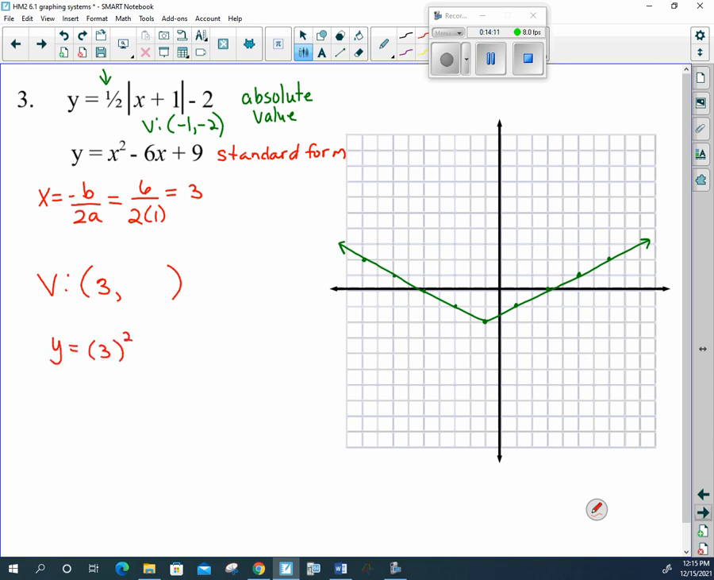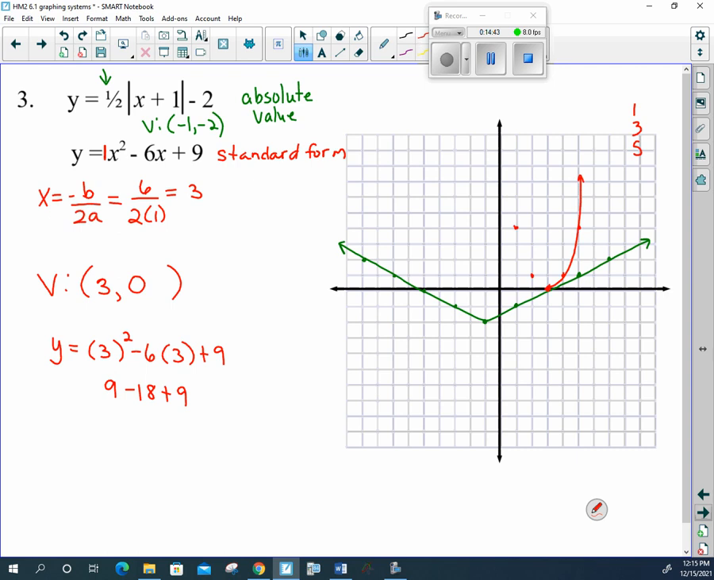3 squared minus 6 times 3 plus 9. So 9 minus 18 plus 9 is 0. So (3, 0) is our vertex. And a right here is 1. So that means my parabola is just going to follow the 1, 3, 5, 7 in the vertical direction. So up 1 over 1, up 3 over 1, and then up 5 over 1 if you keep going.